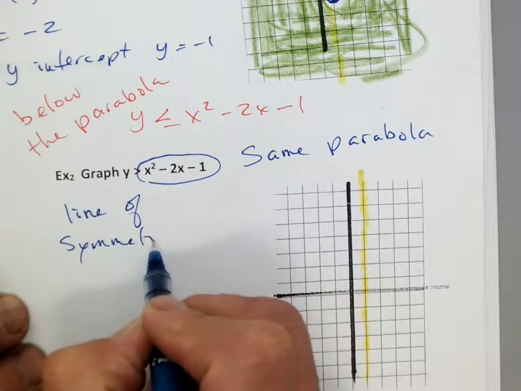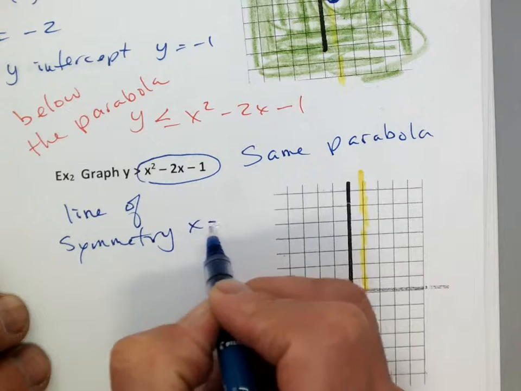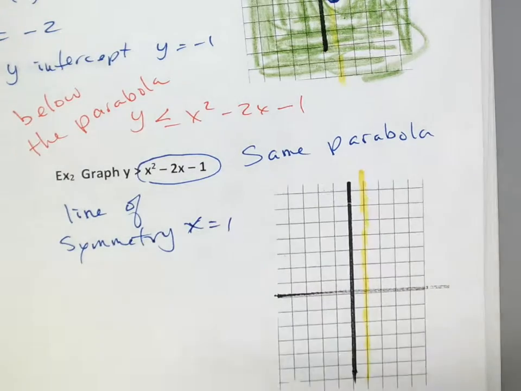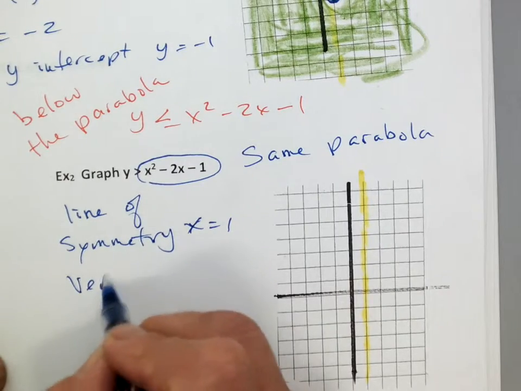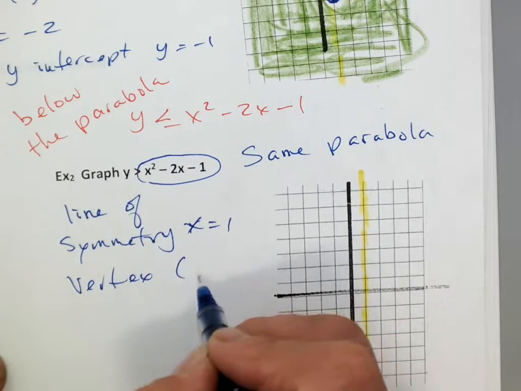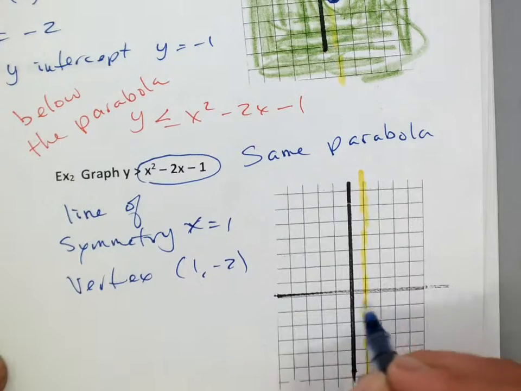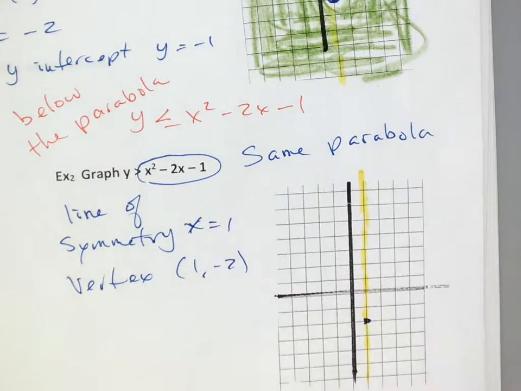Symmetry was x equals 1. Boom, I know my vertex. I did all that work from above. My vertex was at the point (1, -2). I'm just doing the problem again, so I don't have to do any work because I did it above. I did that on purpose for you.